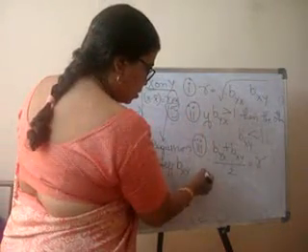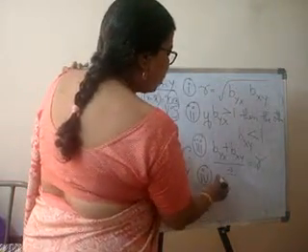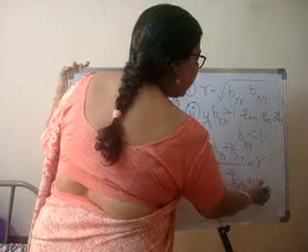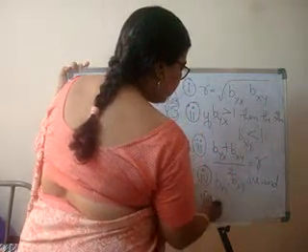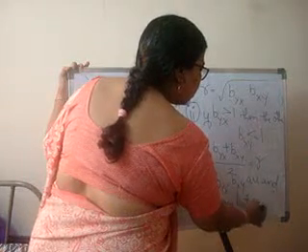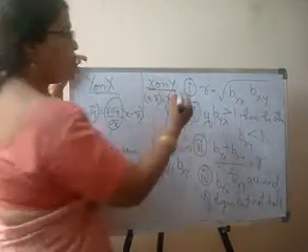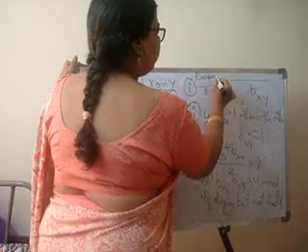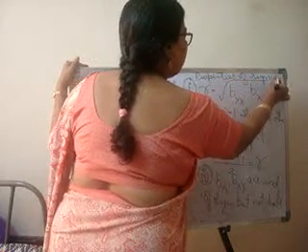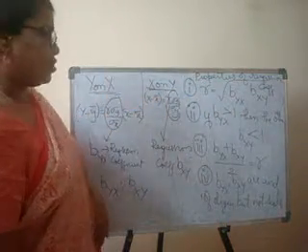And the fourth property is the coefficients of regression are independent of origin but not of scale. So these are the four properties of the regression coefficient.